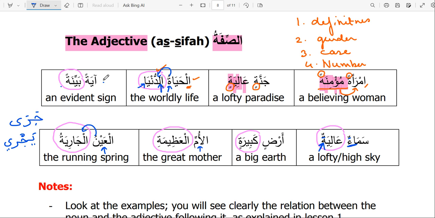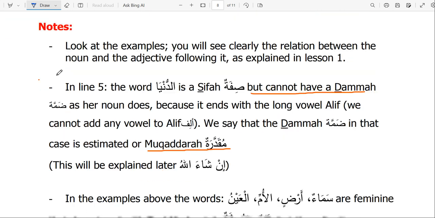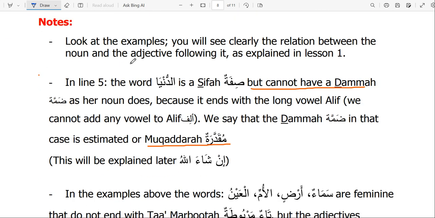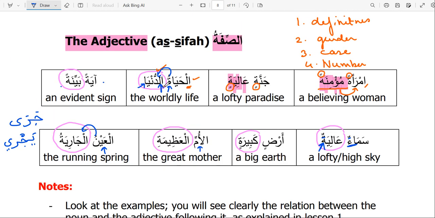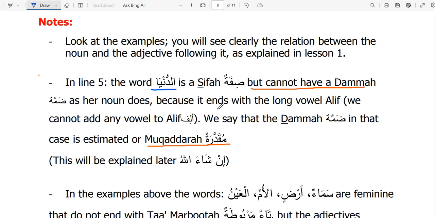So now most important notes, important points. In this lesson the word dunya is a sifa and it cannot have a dhamma, as you can see here. It's al hayatud dunya. It is feminine. It doesn't have a ta marbuta, doesn't have a haraka. Why? Because it has a long vowel, as we did in our step-by-step book. All the long vowels. What are the long vowels? Waw, alif, and ya. I told you to memorize it as way. It spells as y, English y.